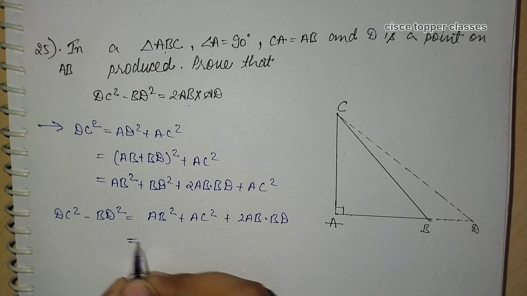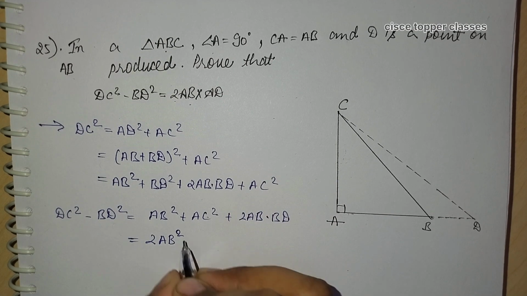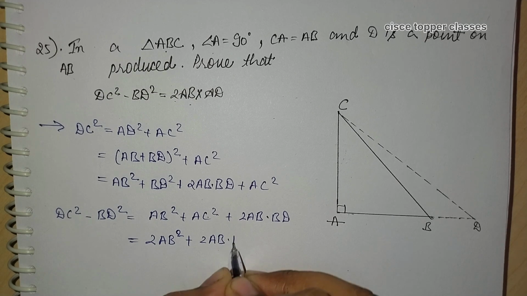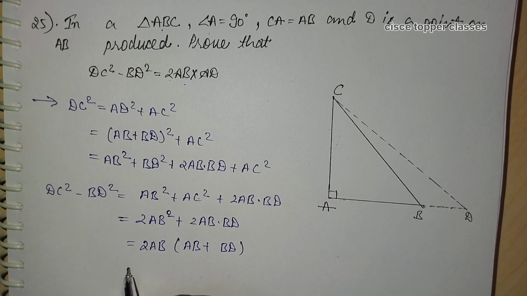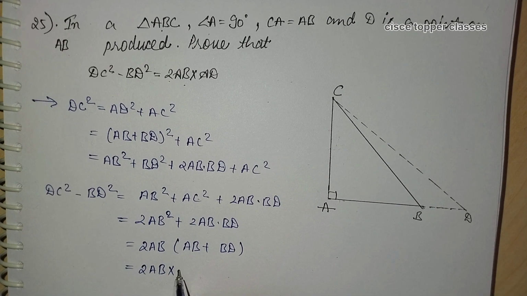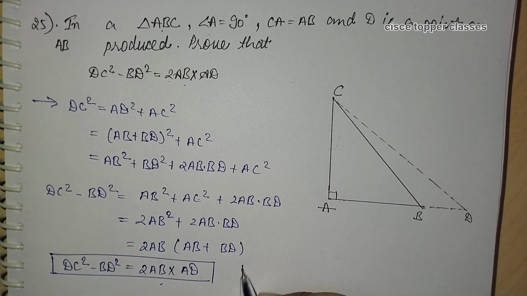So here we can write it as 2AB square because AC is equal to AB, given here. So this will be 2AB square plus 2AB dot BD. We can take 2AB common, so we will get AB plus BD here, that is 2AB into (AB plus BD). AB plus BD we can write as whole AD. So this is only what we have to prove here: DC square minus BD square is equal to 2AB into AD. Hence proved.